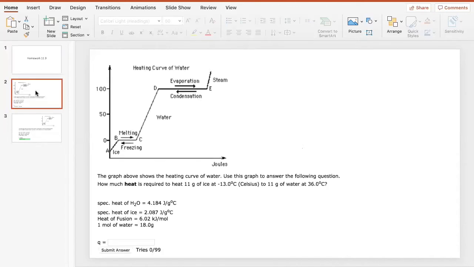11.9 asks us to look at this graph and to use it to answer the following question. How much heat is required to heat 11 grams of ice at negative 13 degrees Celsius to 36 degrees Celsius?